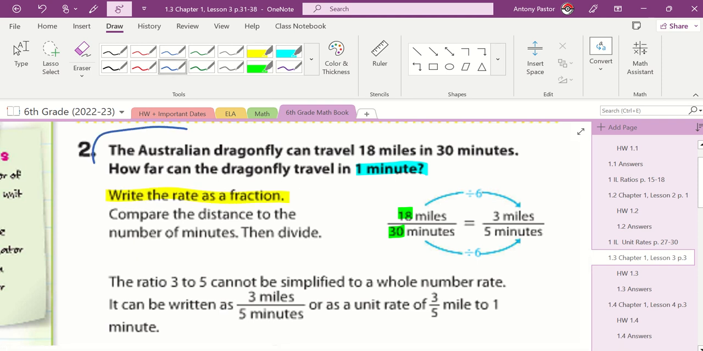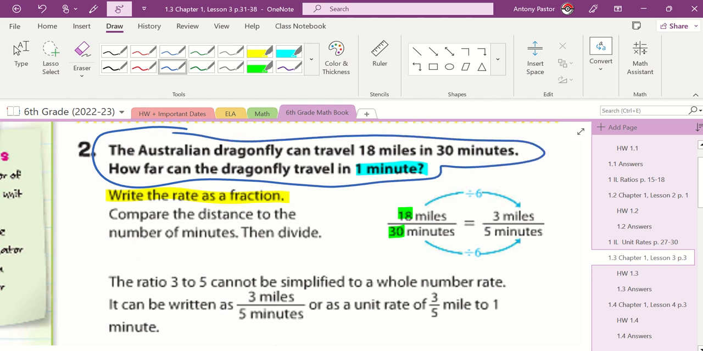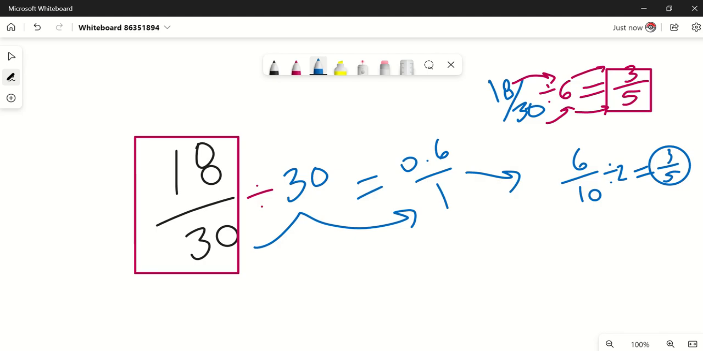So let's look at the question. How far can the dragonfly travel in 1 minute? Nowhere in here does it say it needs to be written as a fraction in simplest form. So if you told me that it could travel 6/10 of a mile in 1 minute, that would have been appropriate if you had done it this way.